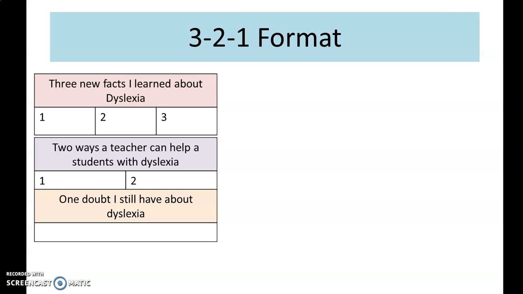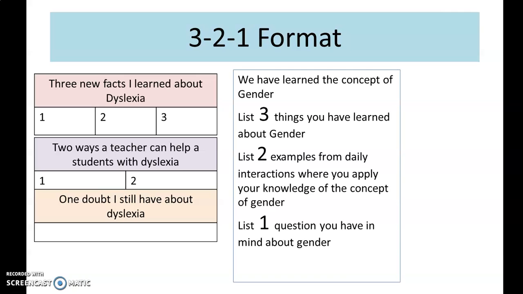Here is another example of a 3-2-1 format. The teacher has taught the class about the concept of gender. Now the students are invited to put their responses in the 3-2-1 format. List 3 things you have learned about gender. List 2 examples from daily interactions where you can apply your knowledge of the concept of gender. And list 1 question that you have in mind about the topic gender. So the teacher can use this 3-2-1 format after a topic has been taught and thus assess the students' learning.